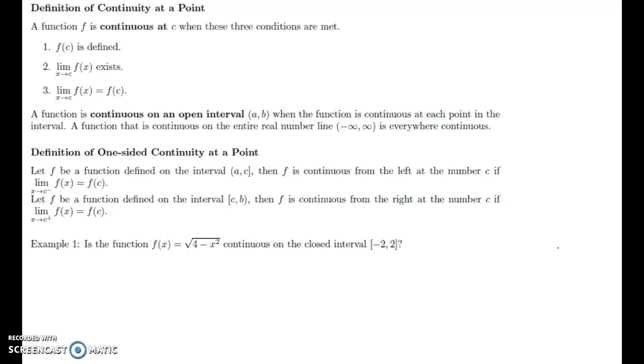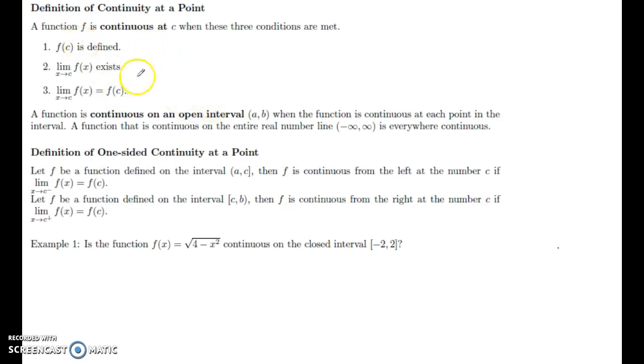Section 1.3 Continuity. A function f is continuous at the point x equals c when the following three conditions are met. Number 1, f of c is defined. Number 2, the limit as x approaches c of f of x exists. And number 3, this limit equals the value f of c.